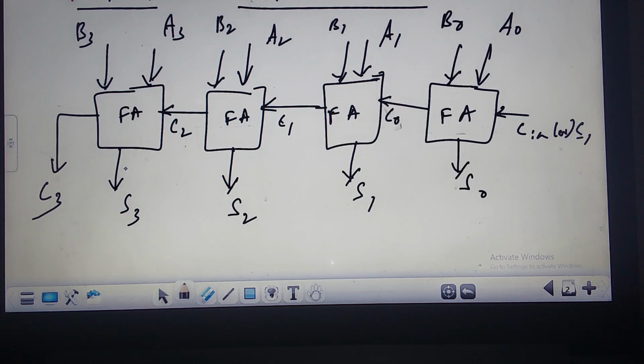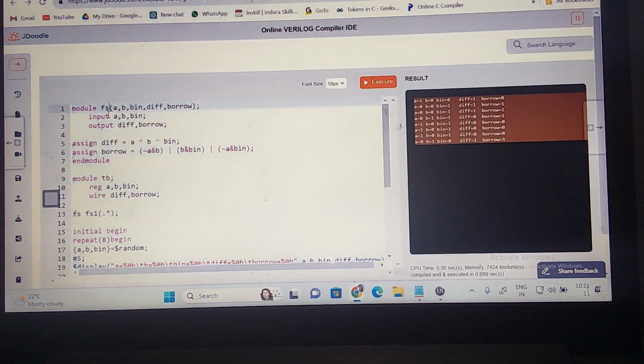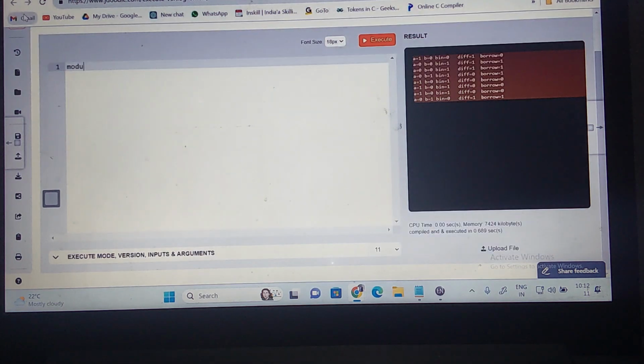Now I have to design data flow modeling for a 4-bit full adder using concatenation and plus operation. How to do this? Shall I use the full adder code? What are the inputs? A, B, C. Okay. So let me do one thing. If I go line by line typing, it will be easily understood. Let me write the 4-bit full adder.